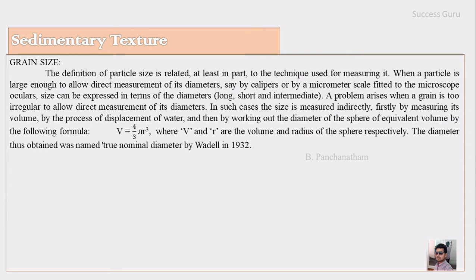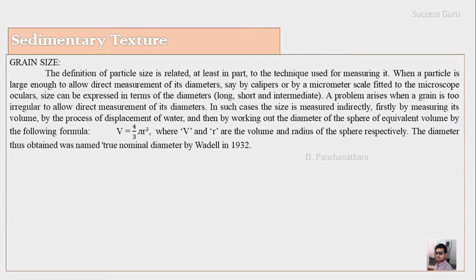A problem arises when the grain is too irregular to allow direct measurement of its diameter. In such a case, they go for the displacement method, in which the grain is immersed in liquid. The volume of liquid that is displaced will be equal to the volume of the grain, and by using the formula V = 4/3 πr³, we can find the radius of that grain.